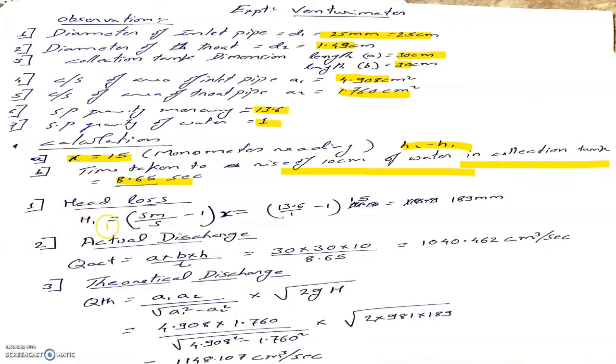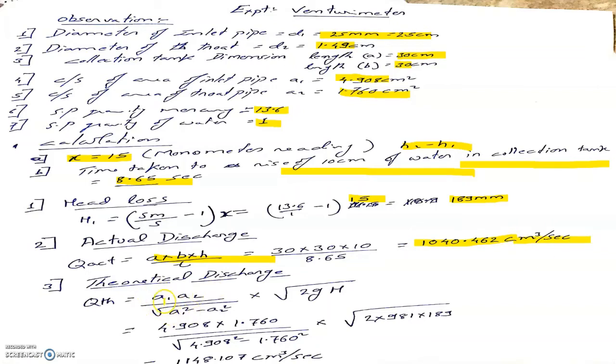So the head loss H equals Sm by S minus 1, into X. 13.6 is the specific gravity of mercury, that is Sm. S is the specific gravity of water, minus 1, into X. X is 15. So I got a value of 189 mm itself. I found the Q actual using this formula, and I got Q actual as 1040.462 centimeter cube per second.